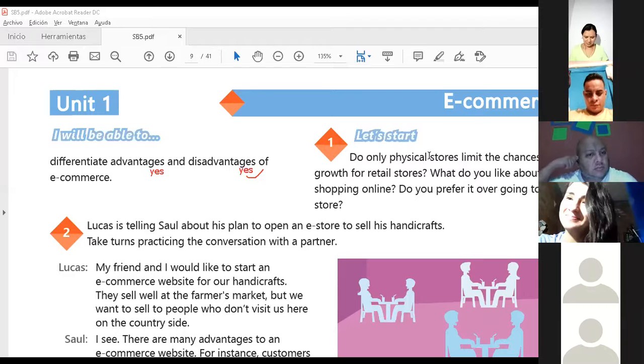Do you prefer it over going to the store? Yes, I do. Well, it depends. Because if you shop online, you shop what you want. But if you go to the store, you can spend more money. Right? Because you're walking, ooh, nice product. I don't need it, but I want to buy it. But I buy it. Right?